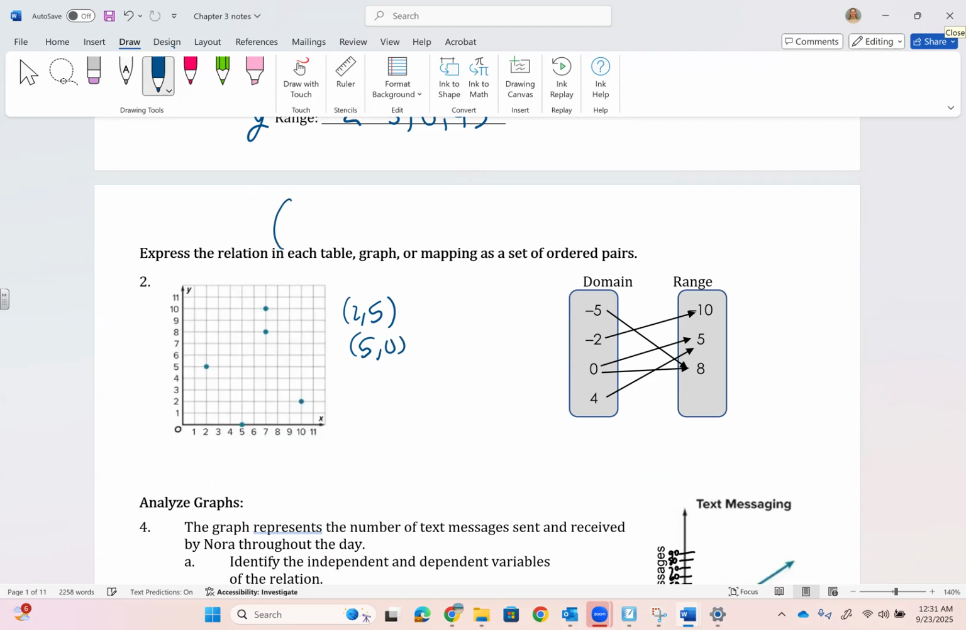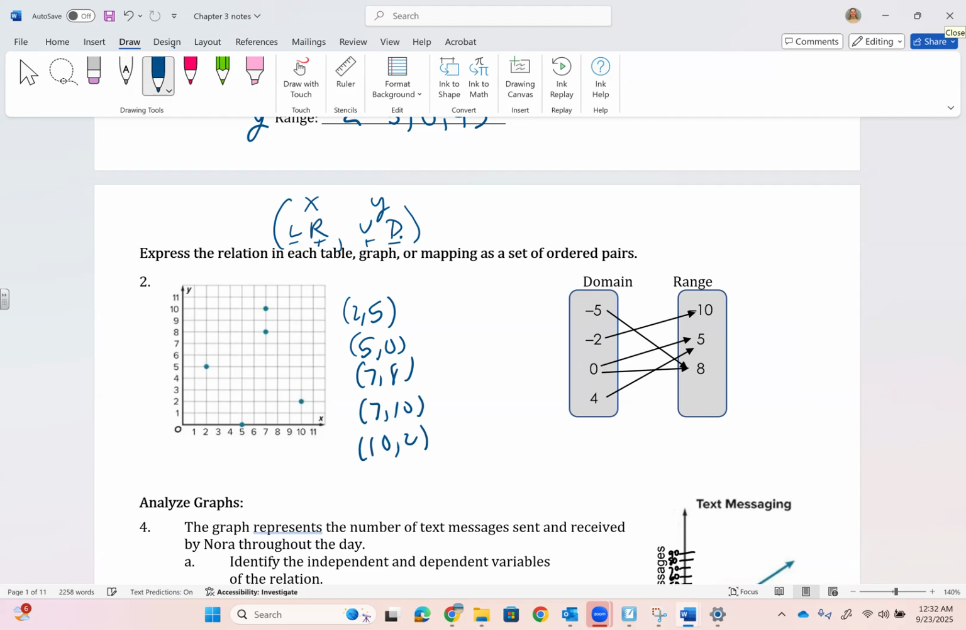Remember to do a point for X, you go left or right. Left is negative, right is positive. And then to do Y, you're going to go up or down. Up is positive, down is negative. And then we've got 7, 8, and 7, 10. Oh, one more, 10, 2.